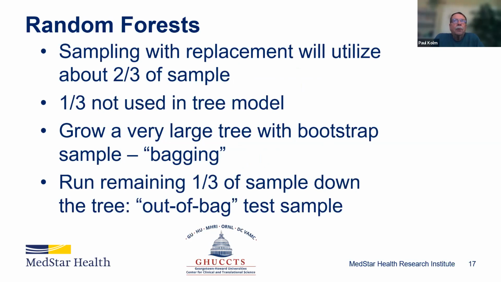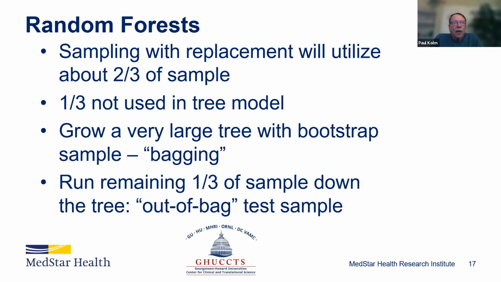sample with replacement. And when you do that, and this is true anytime you bootstrap with replacement, you use about 2/3 of the sample. That means about 1/3 is not used in the tree model. So you grow a very large tree with a bootstrap sample. This is referred to as bagging.